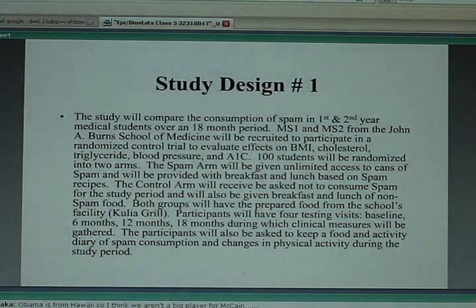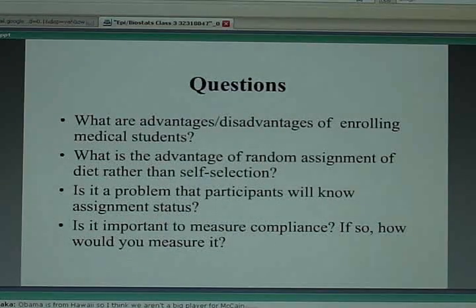Well, back when I gave you that second homework assignment and described this to you, I asked you to think about some questions. Let's do a little mental free associating here. I'll give you my opinions on these questions, but hopefully this is something you've thought about. First of all, what are the advantages or disadvantages of enrolling medical students?